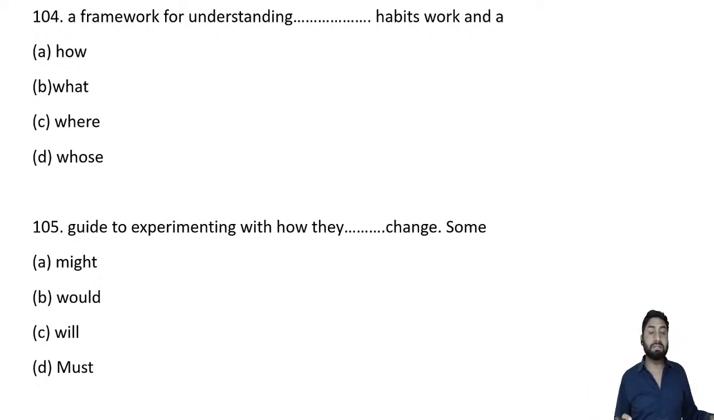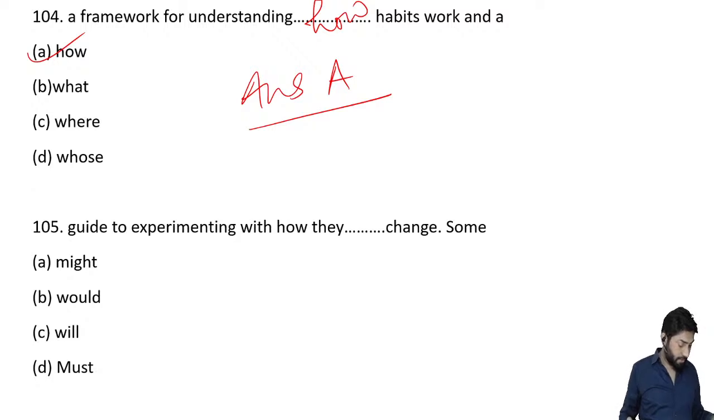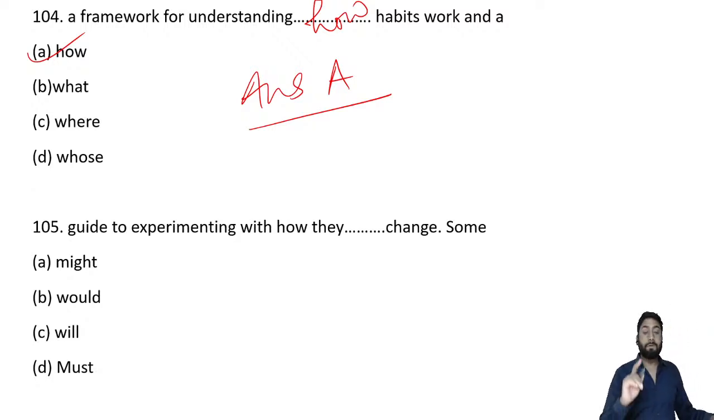A framework for understanding blank habits work. How habits work, what habits work, where, how. So 104, that's how it is. So how habits work. So here it has to be how. So the answer is A for the 104. There's some typing बीच बीच में problem है, इसलिए देखते चलना है हमें. Now habits work and a guide to experimenting with how they dash change. So how they might change, how we would change, how we will change, how they must change. इसके पहले तो हमने बात कर ली है, right? हो गया हमारा.